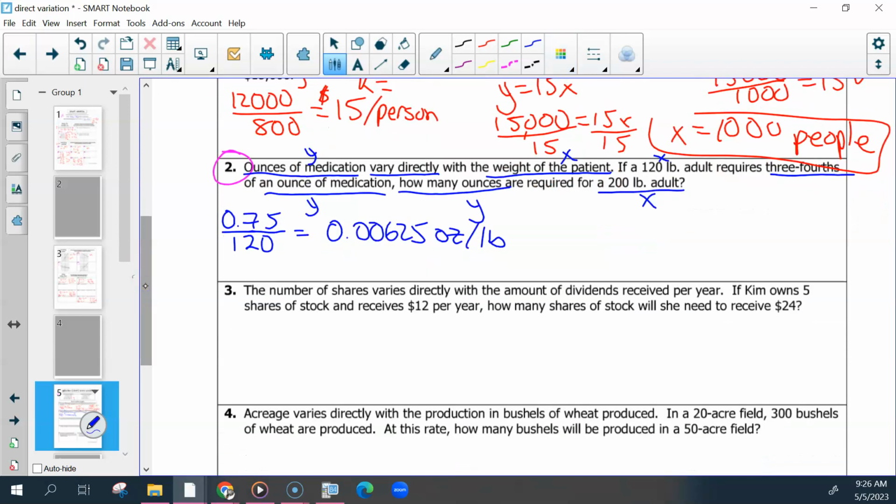Alright, so that's your k value. Use that, write our equation, y equals 0.00625x. We are looking for y, put in 200 and see what you get.